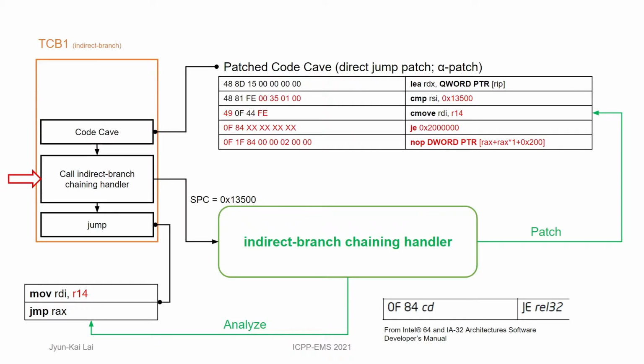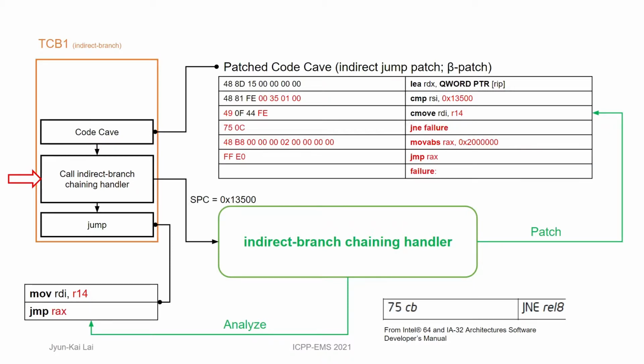In the indirect branch chaining handler, the handler does address lookup and patches SPC, TPC, register, and a direct jump into the code cap. A direct jump patch takes 6 bytes here and there are 8 bytes left. We patch a no-op instruction here which takes 8 bytes. Or patch an indirect jump here.